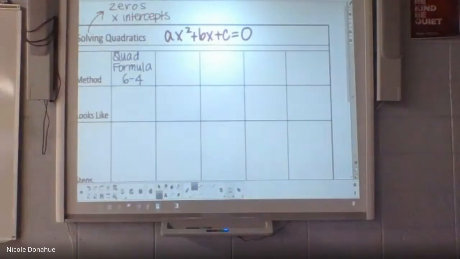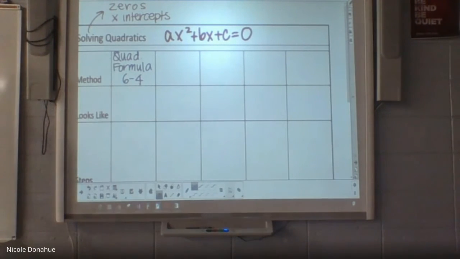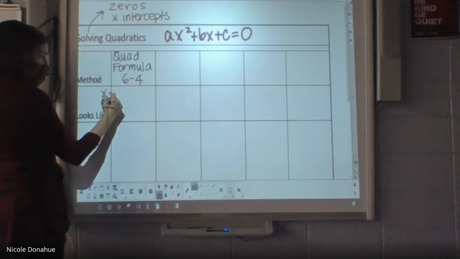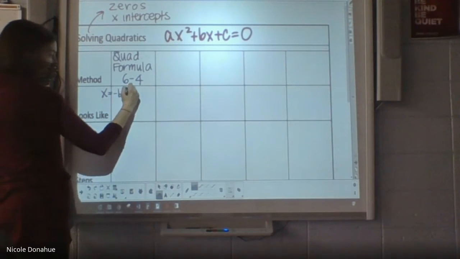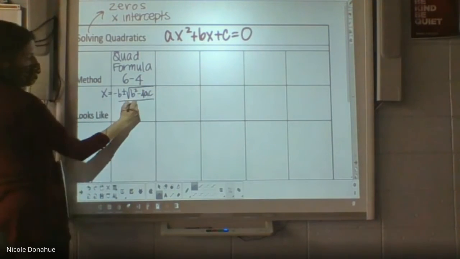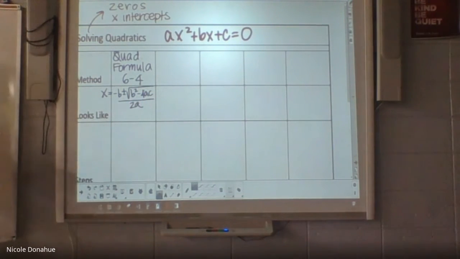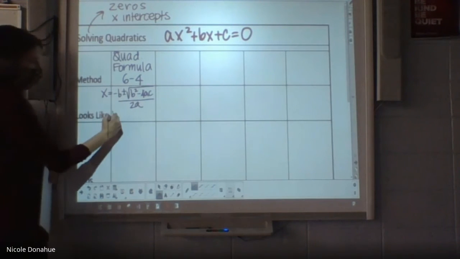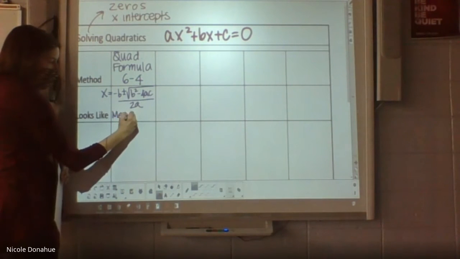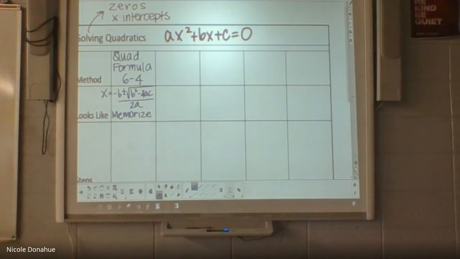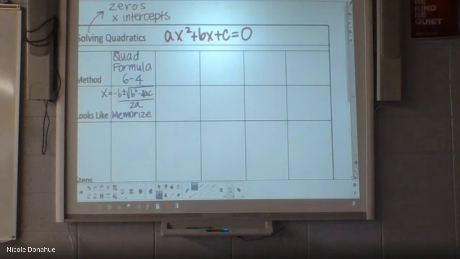Now, this one is one of the best ones because it works for any type of problem. However, it's the big long formula, the one where you can sing a song to go with it. Opposite b plus or minus the square root of b squared minus 4ac all over 2a. It's b squared minus 4ac. Sorry, I can only write it so small.